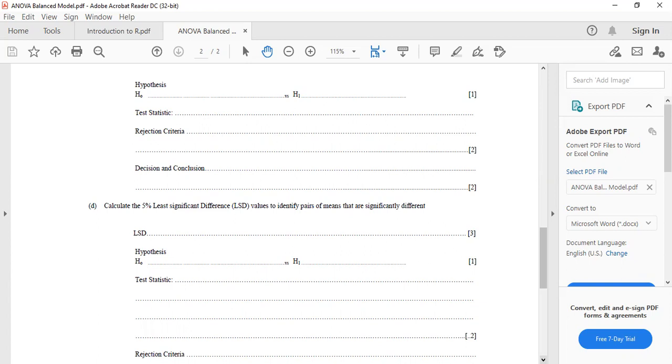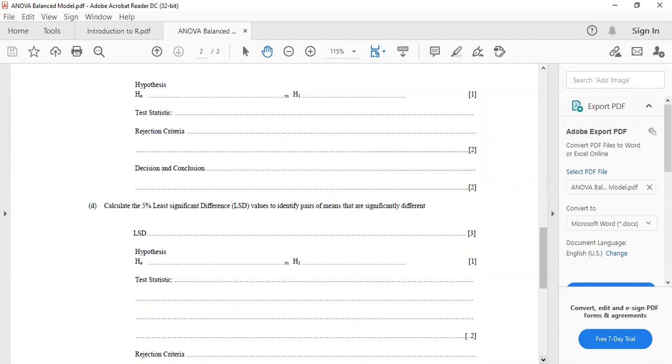A t at 0.025, at 12 degrees of freedom, what do you get? 2.18. Multiply that by the other value. You get 0.3390349975. All right, excellent. So what is our rejection criteria?